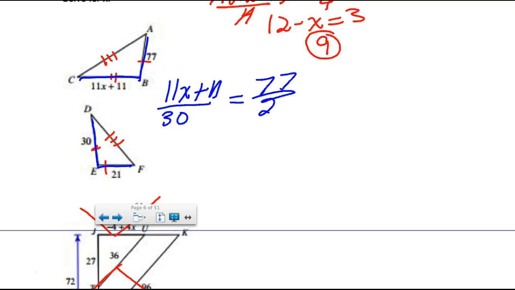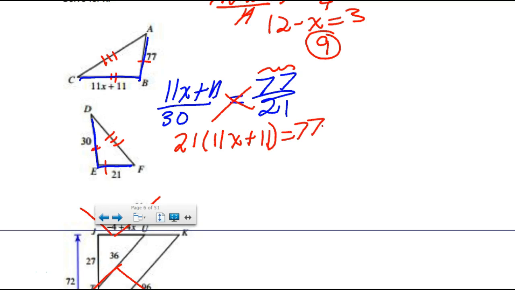77 over 21. Again, a couple options here. You can immediately start cross multiplying, bing, bang. Or if you're not liking this fraction and you're seeing 7s hiding in it and you'd like to knock it down, you could do that as well. It's all up to you. On this one, let's not knock the fraction down. We'd say 21 times 11x plus 11 is equal to 77 times 30.